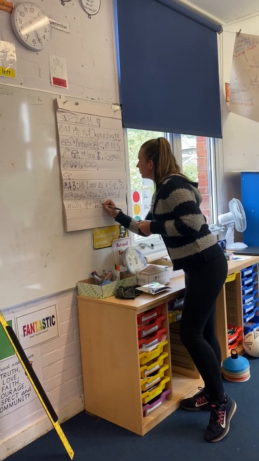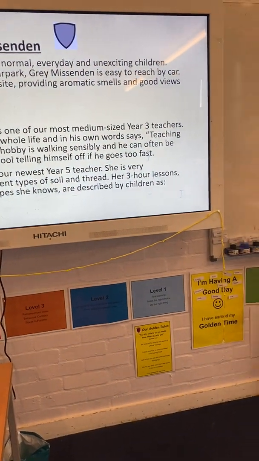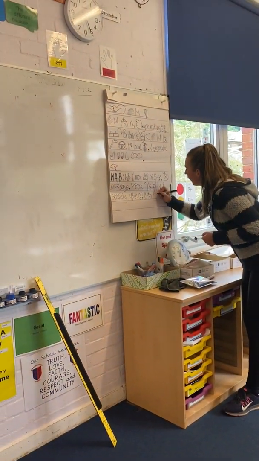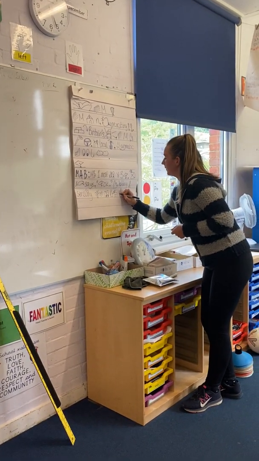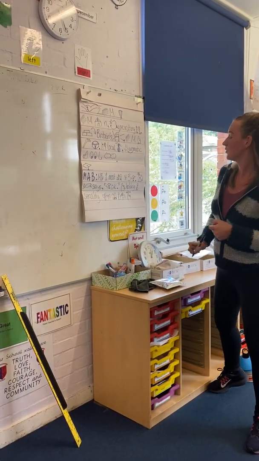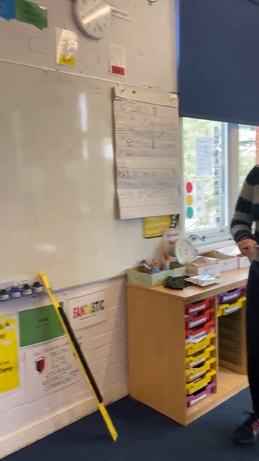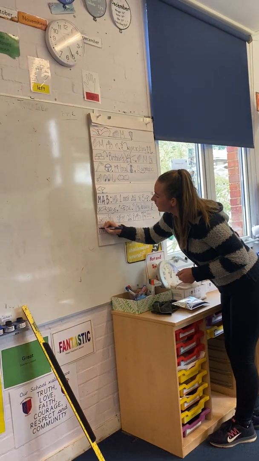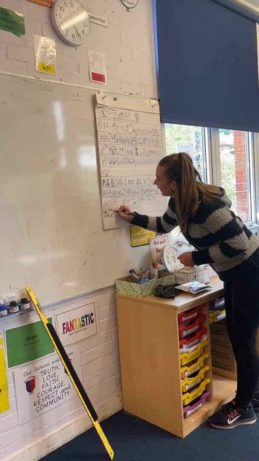Walking around school, there's my bell again. Walking around school, telling himself off. So I'm going to do a waggy finger. Telling himself off if he goes too fast. Full stop. Then I would obviously go on to the next one, Miss Vera Dull. Make that really bold as well with your colons.